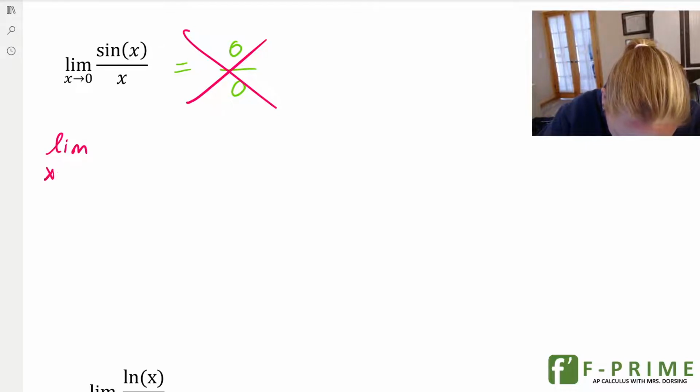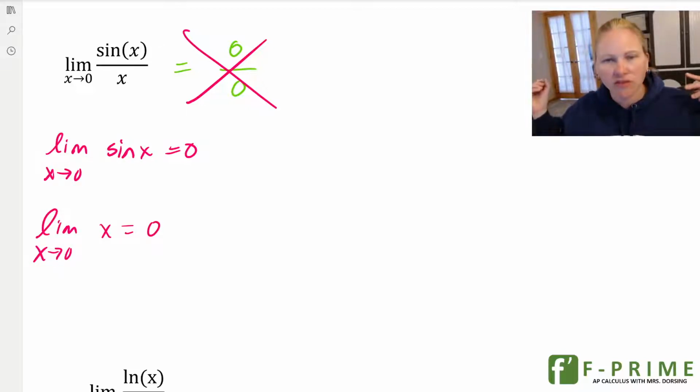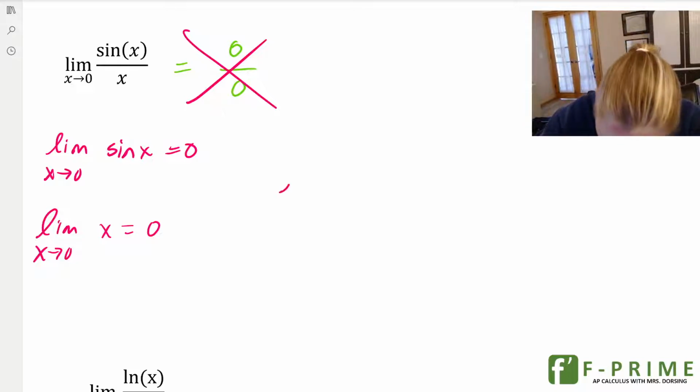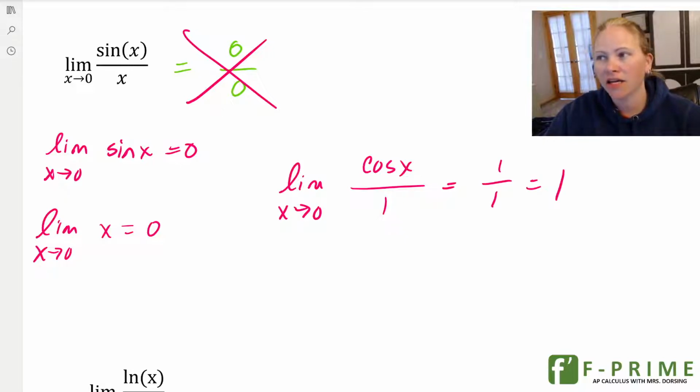So now I'm going to do this separately. The limit as x approaches 0 of sine of x equals 0. The limit as x approaches 0 of x equals 0. Okay, I've set the stage. Now I'm going to use L'Hopital's rule. The limit as x approaches 0 of cosine of x over 1 equals 1 over 1. It's 1. We can use L'Hopital's rule to find this answer. Ta-da! We knew it was 1. L'Hopital helped us get it.